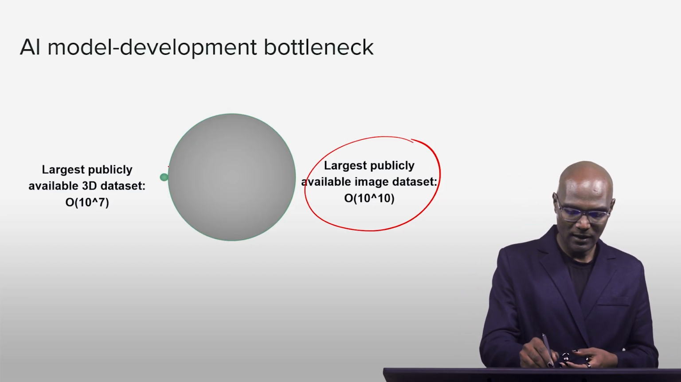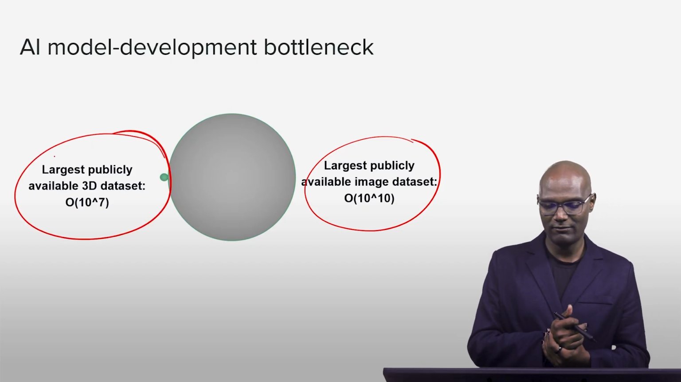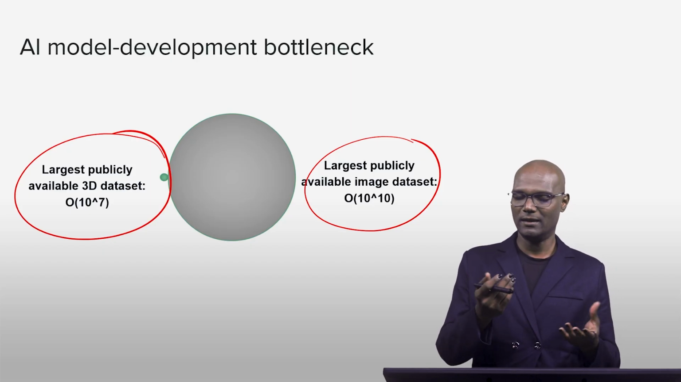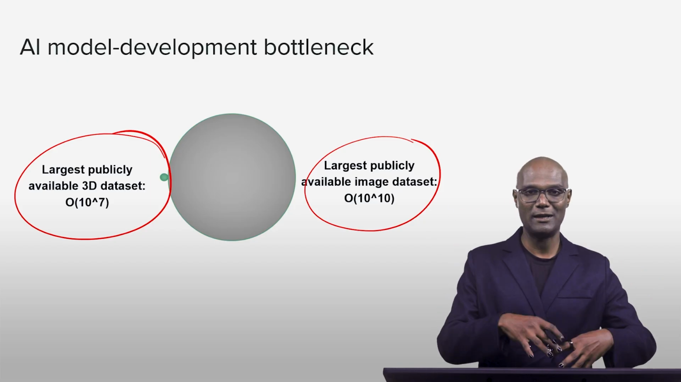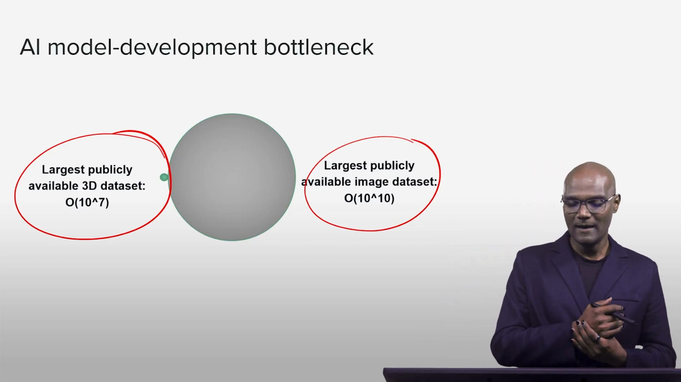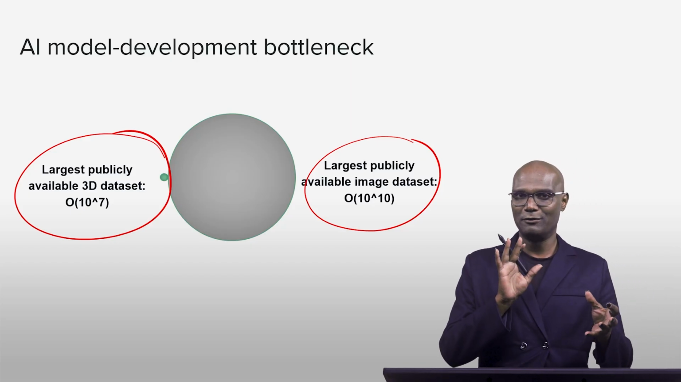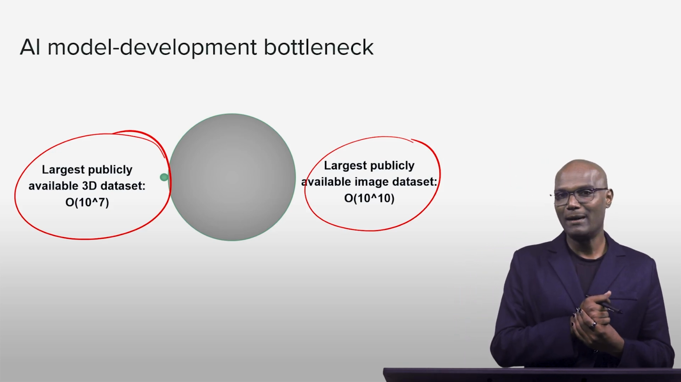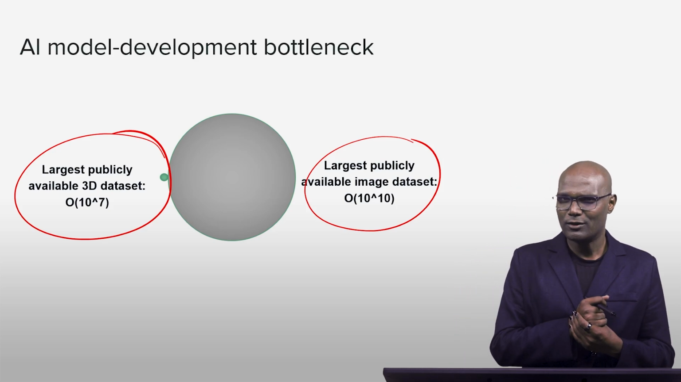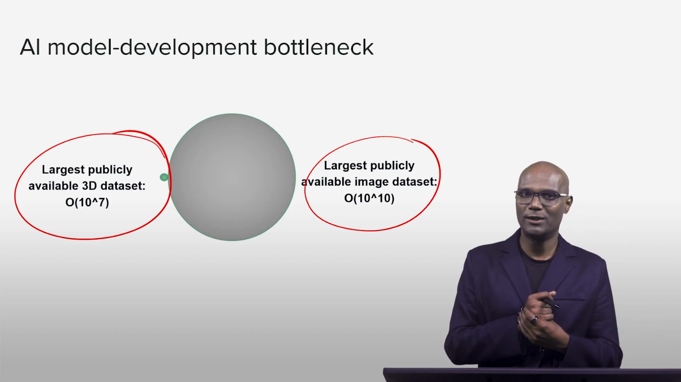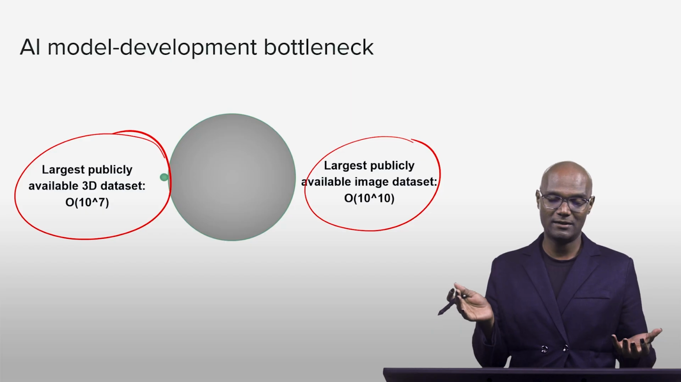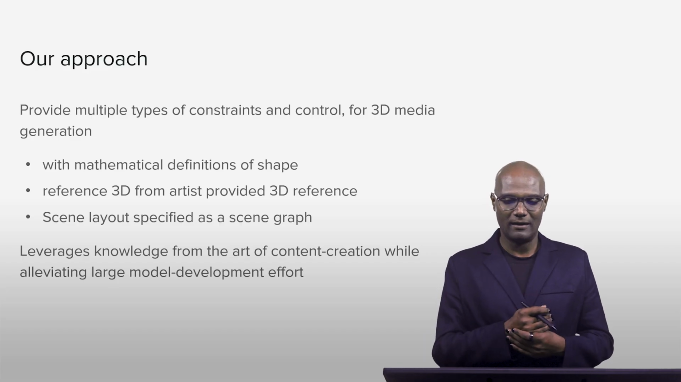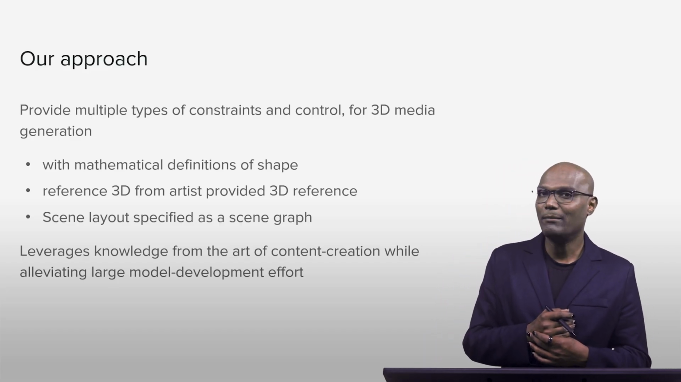By contrast, the largest publicly available 3D data sets is order of 10 to the power 7, which is about 10 million. So it's really a factor of 1,000 smaller. And these two circles are trying to give you that visualization of what 1,000 times smaller means. So AI model development for 3D is going to be bottlenecked for the foreseeable future because of lack of large training data sets.